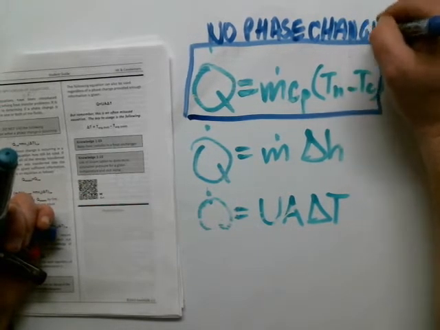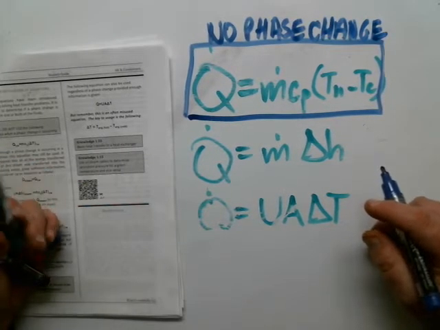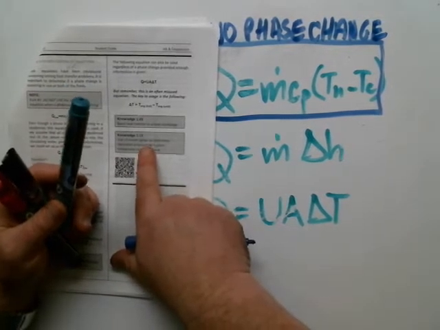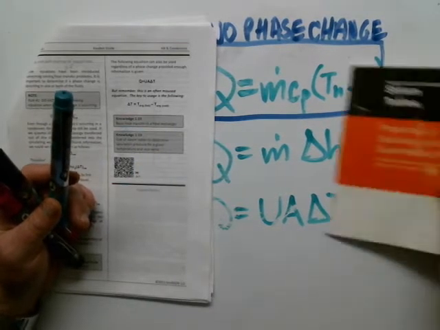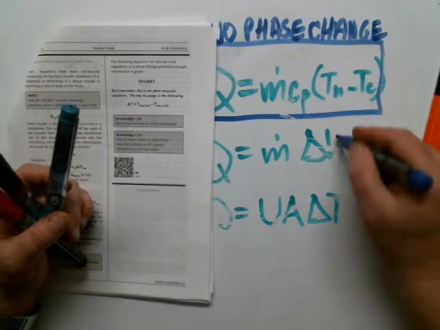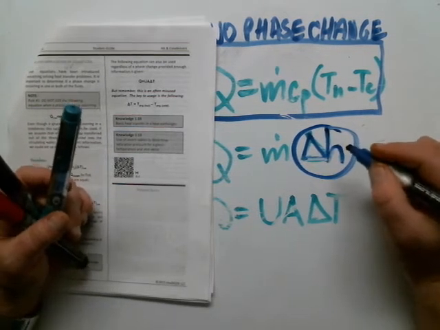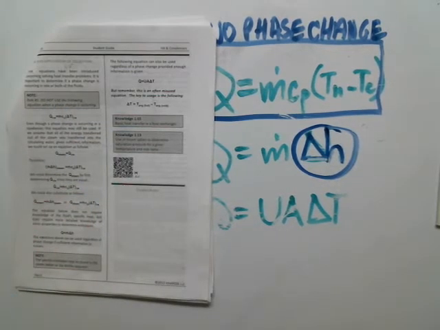All right? Don't use it if there's a phase change, i.e. the shell side of the condenser. And also, we're going to have to get good at using steam tables. Now, we're going to go over these a lot in thermodynamics, but we're going to have to learn how to use these, especially when it comes to finding this change in enthalpy right here, change in enthalpy. So we'll be looking at that in more detail.